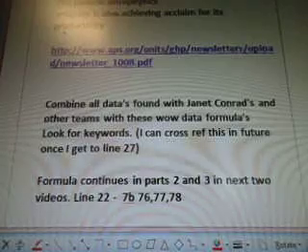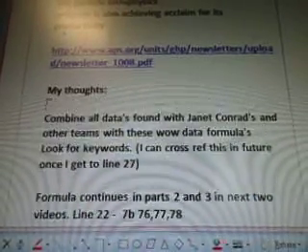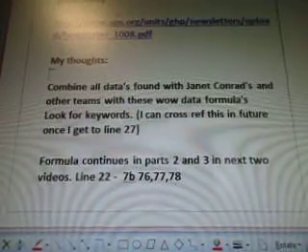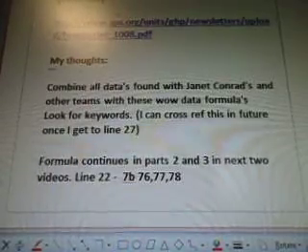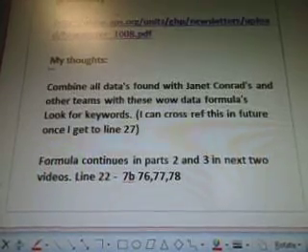So what you want to do is, my thoughts. So we know it's not a quote anymore. Combine all the data found with Janet Conrad's and other teams with these WOW data formulas. Look for keywords. I can cross-reference this in the future once I get to line 27. I'm still on line 22.